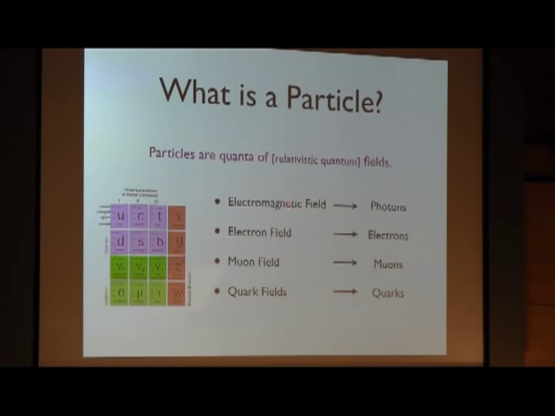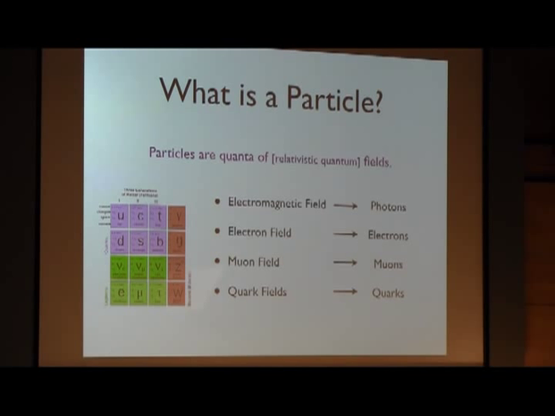Particles are quanta of fields, and I haven't told you, but they're relativistic quantum fields. You can trust me on that one. Photons are quanta of what I'm calling now the electromagnetic field, now that we're comfortable with electric field and magnetic field being sort of the same thing. But each of these particles in the Standard Model has a field that it is a quantum of. So electrons are quanta of the electron field, muons are quanta of the muon field, on and on.